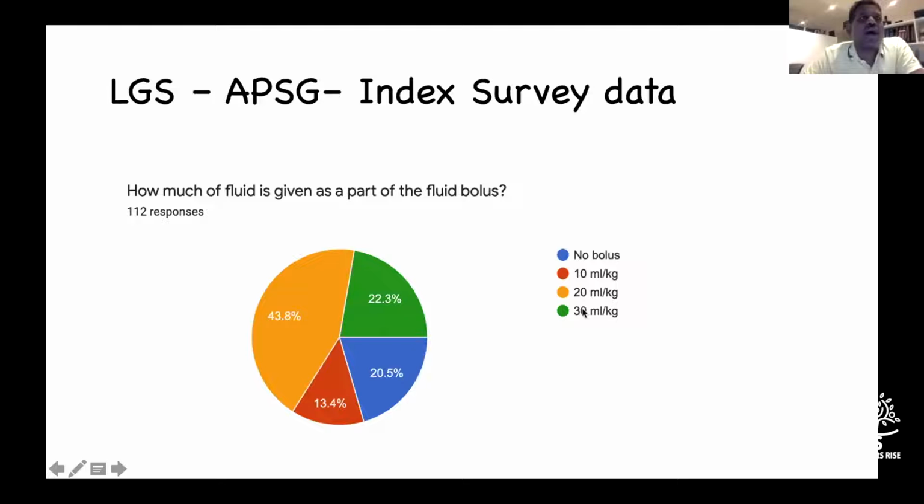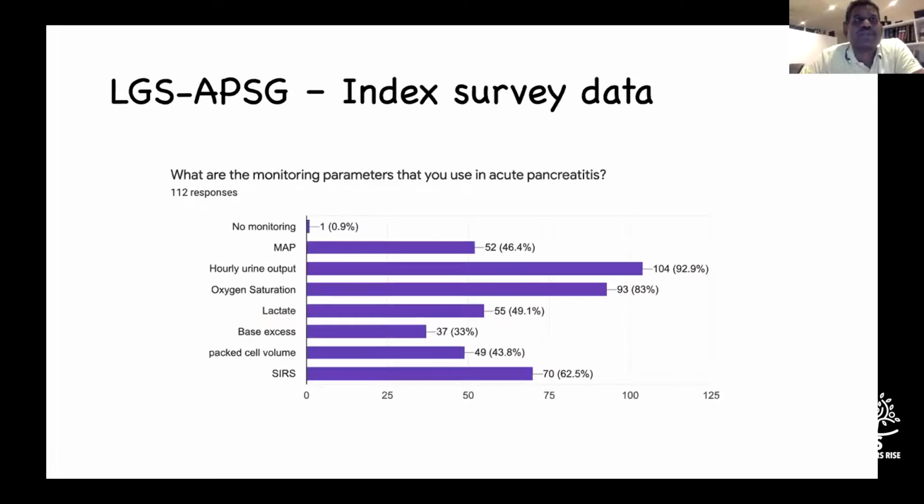Still, just under 50% of them give 20 ml, and slightly under a quarter of them give 30 ml per kilogram body weight, which is the sepsis resuscitation volume. So we still have a large variety of bolus fluid in acute pancreatitis, and this will be one of the data sets we would love to look at from the community.